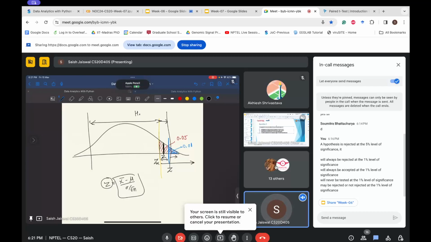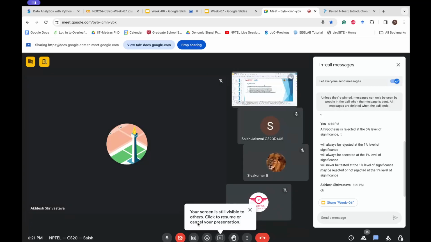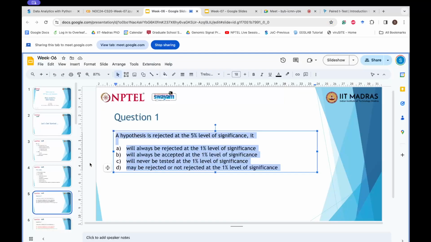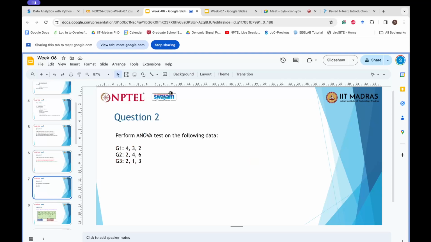I hope it is clear to everyone. Please let me know if it is not, and I'll explain it again. Okay, so let us move on to the next question. So the correct answer is may be rejected or may not be rejected. This we solved already. There is a link to the Colab notebook, so you may refer to that. I'll be sharing this with all of you later.